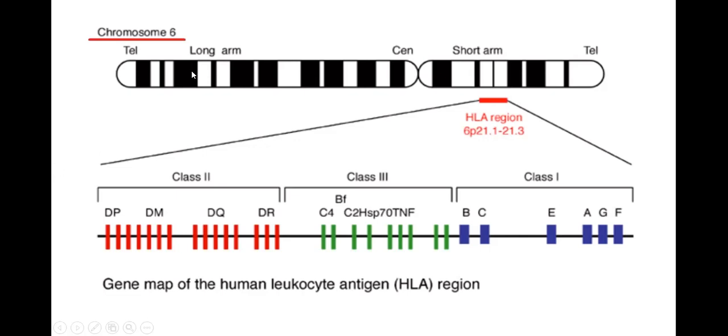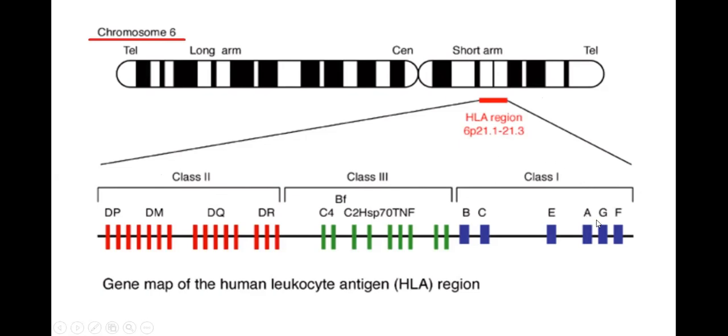So if you start with the gene, looking from this direction, the first genes that you can identify on the chromosome are class 2 genes, and the class 1 genes are located at the end of this HLA region, in between traversed by class 3 genes. And what are those genes? We already discussed class 1, class 2, class 3.